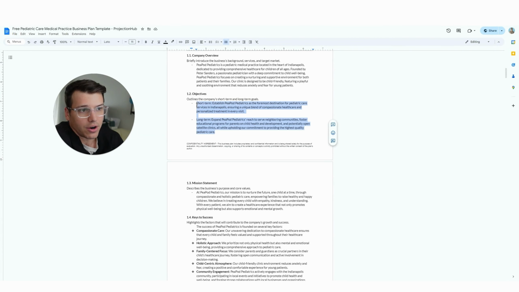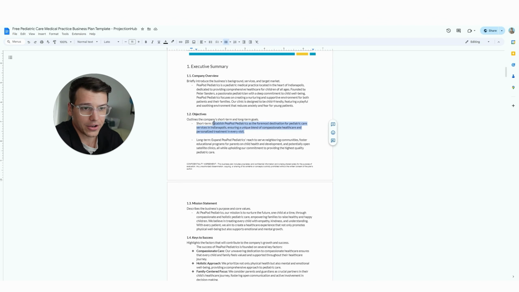And these objectives are important if you make them good objectives. So let me clarify. These listed right here are not good objectives. They're not measurable, and I wouldn't include a goal if it's not measurable, because it doesn't really mean much. So these ones just say establish it as a foremost destination for pediatric care in Indianapolis. I think a better short-term goal would be, we want to be profitable by month 18. We want to have X number of patients by month 18. Something attainable and measurable that is a marker of success in a relatively short term.